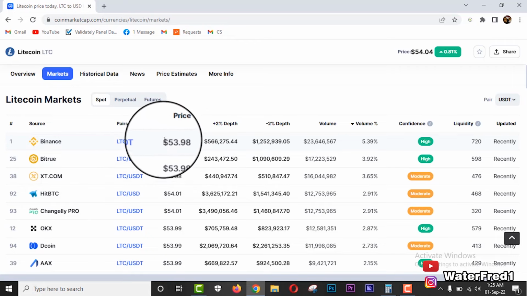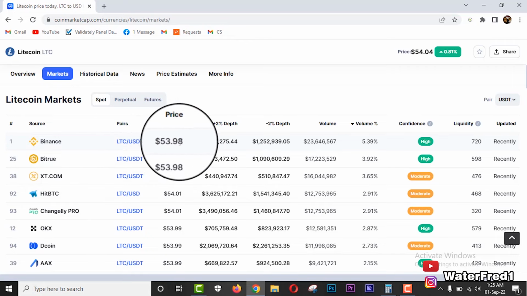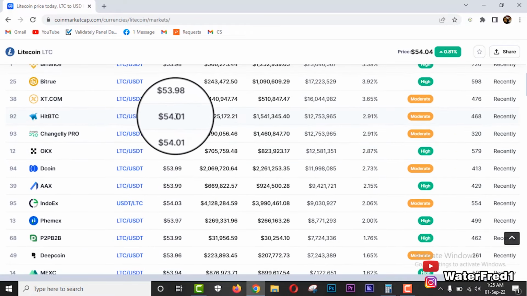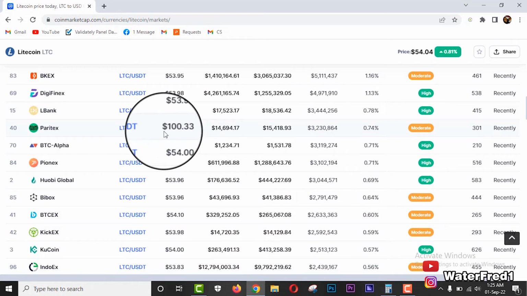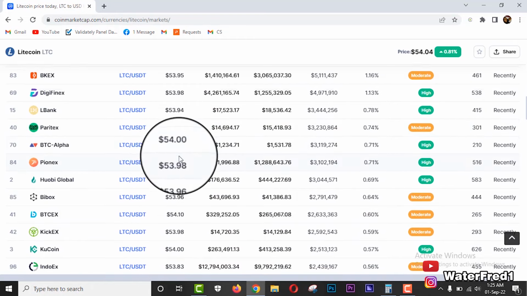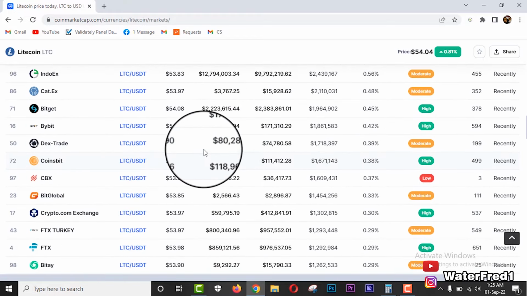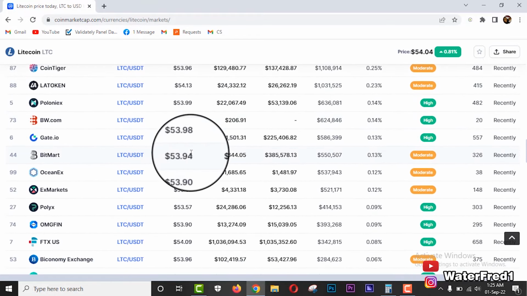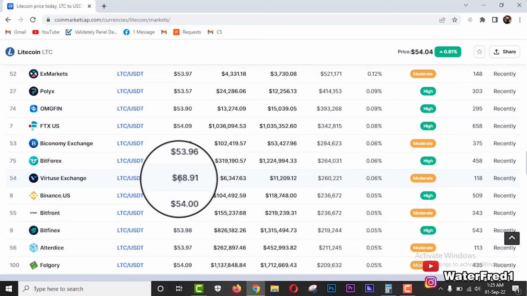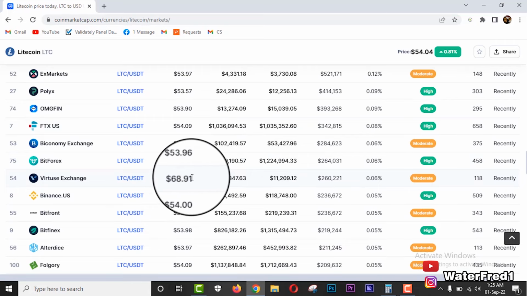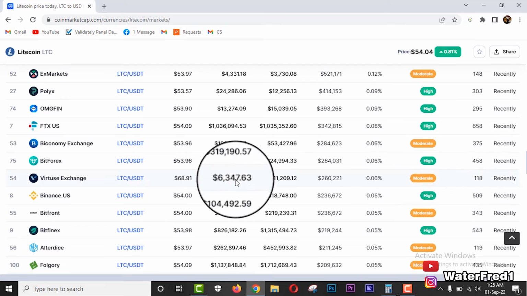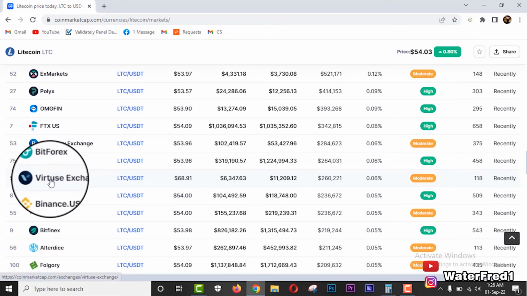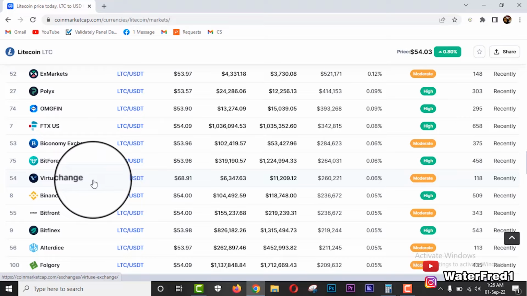So now, when you scroll down, Binance is selling at 53.98. When we scroll down, you're already seeing 54. Okay, but let's just scroll down and look for better ones. I don't usually go for prices that are too far apart in difference, but you can if you want to. But for me, I prefer to go for something like, let's just scroll down a bit more. Look at this guy. This is 68.91. Okay, and if you look, we don't have 0 in any of the points. You see? So look at this Virtus exchange.